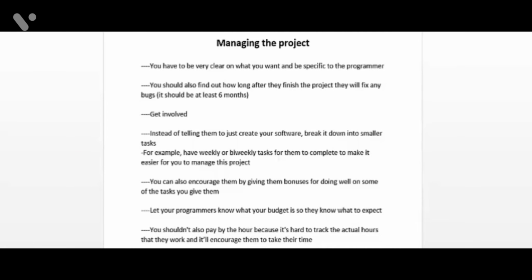When you're working with your programmer, you have to be very clear on what you want and be specific with the details. So you have to make sure you've done your research already before you hire someone to start working on your project.